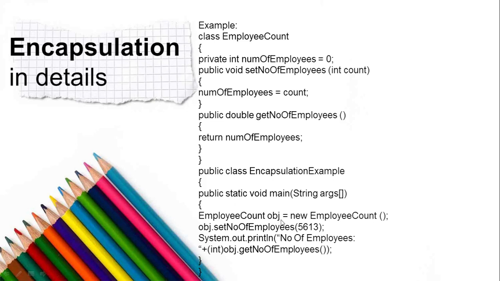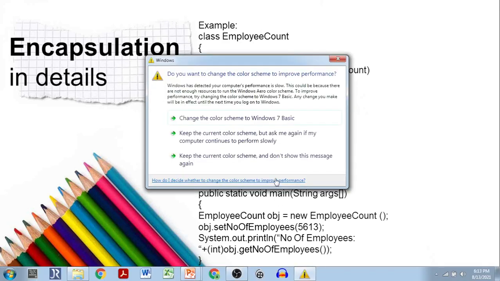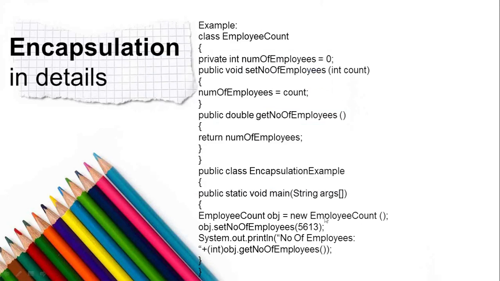Here we are creating an object. The name of the object is obj. This object is of the class EmployeeCount. So for this particular class, we are creating an object within the main function of another class actually. Yes, this obj object is created.